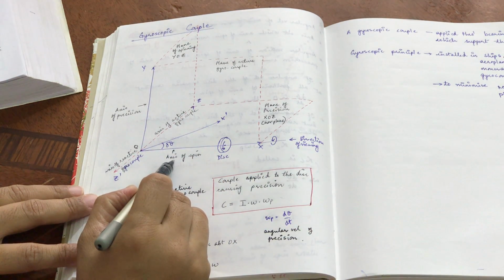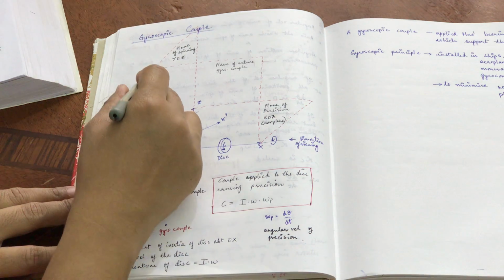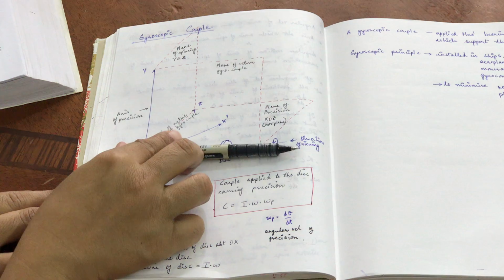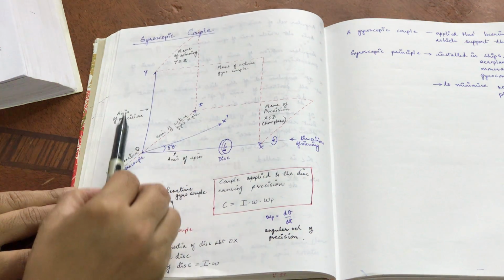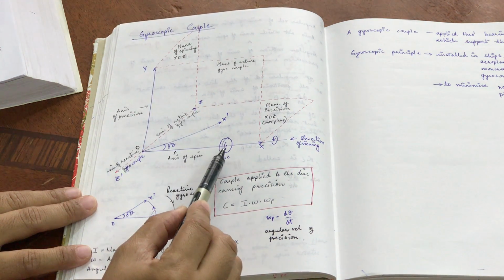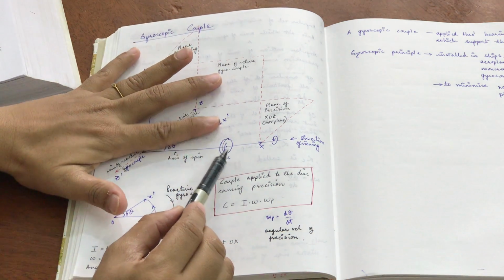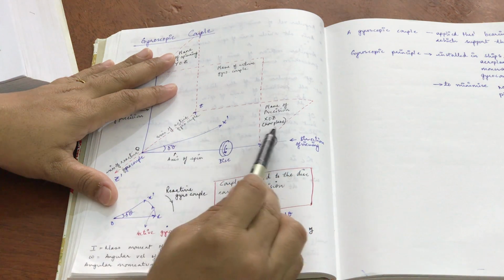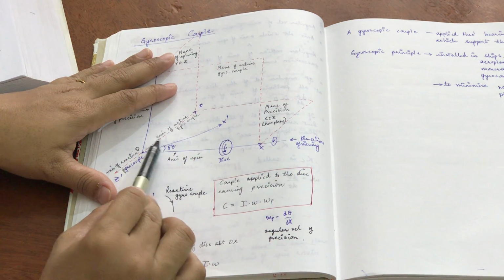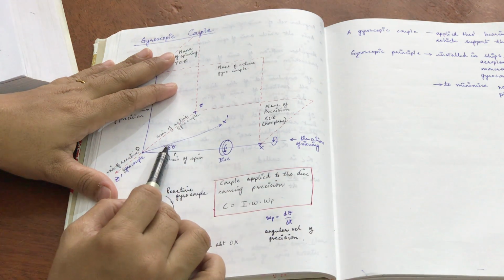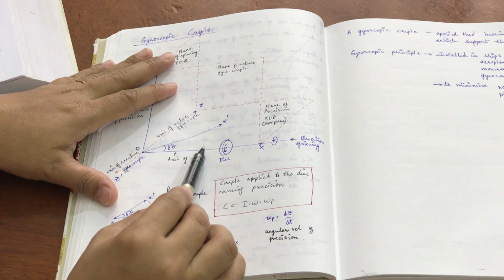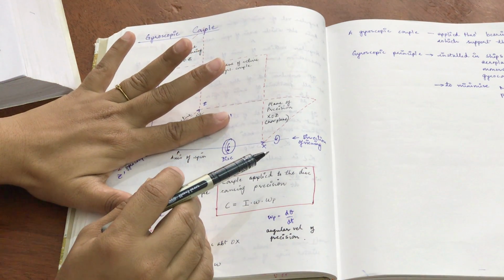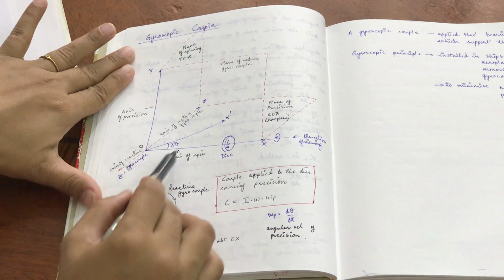So if this is the axis of spin, OY becomes the axis of precession. Why? Because the axis of spin rotates about the axis of precession. So this disk, if it's rotating and it moves at an angle d theta on the plane XOZ, that is the horizontal plane, it will reach the position OX1. So this axis of spin is rotating about OY.